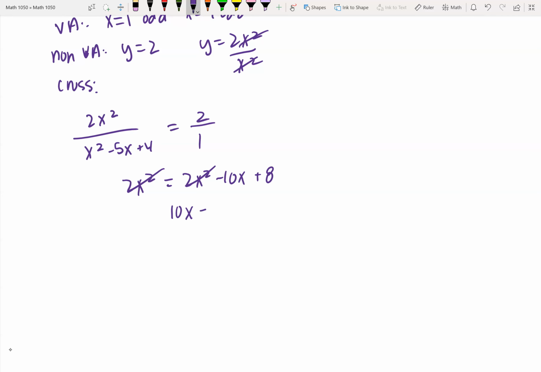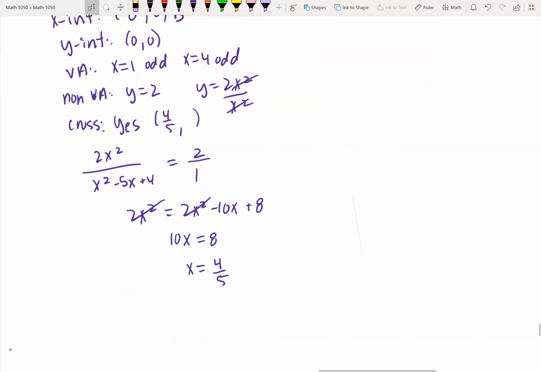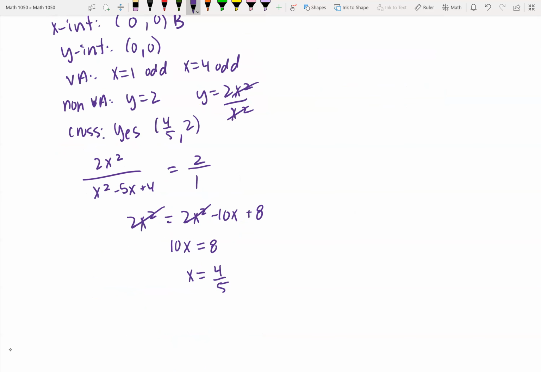10x comes over, so you have 10x equals 8. Divide by 10, and you get 8 over 10, which is 4 over 5. So yes, it does cross it at 4/5 comma something. Grab your calculator and go 4 divided by 5, store, enter. You put it into the yellow equation, so go 2 membar enter x squared divided by parenthesis membar enter x squared minus 5 membar enter plus 4, close it, enter, and I got a 2. So that's where it's going to hit. Okay.